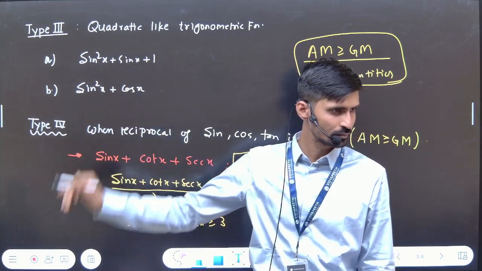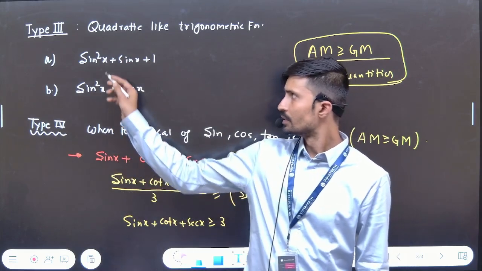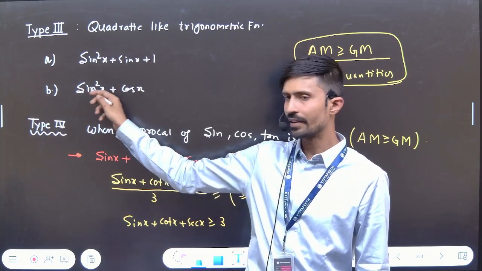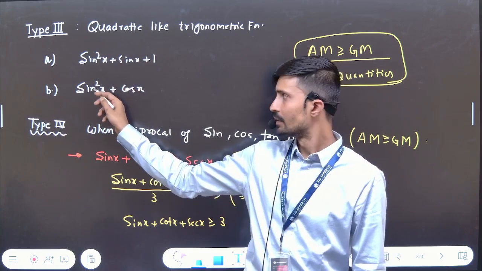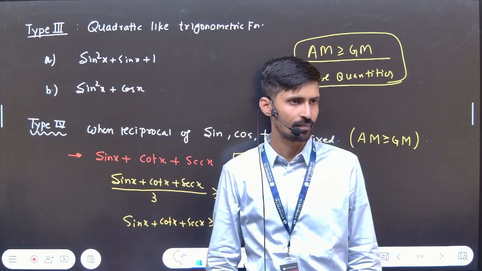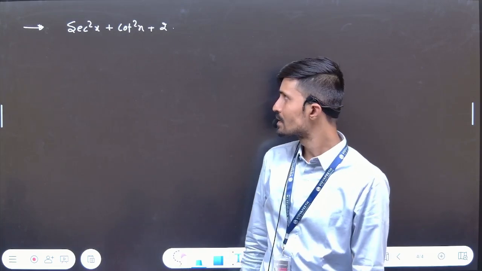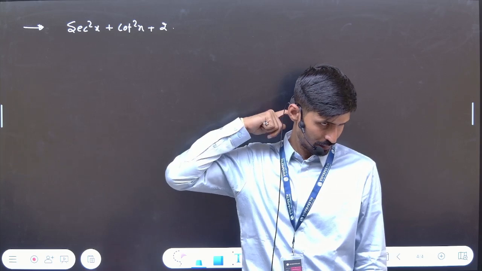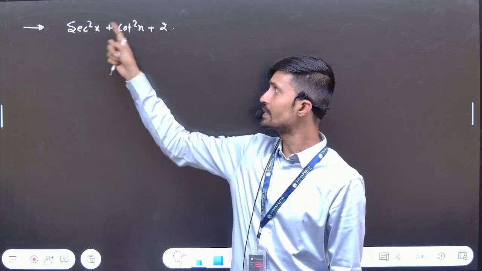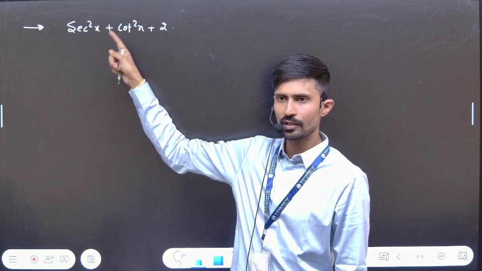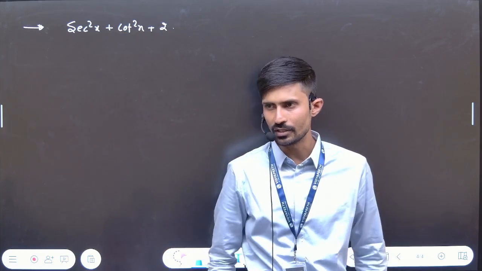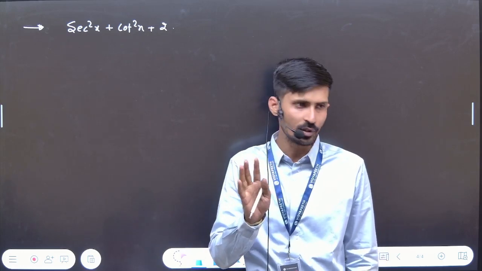No. Sin square x plus sin x. This is quadratic in sin x. How will you find the range of this? This sin square x, you will write 1 minus cos square x plus cos x. Here you cannot change sec square into cot, or you cannot change cot square into sec. Acha, sec square you want to change, it will only change into tan square. It won't change into cot square. Yes or no? It means type 1, 2, 3 failed here.